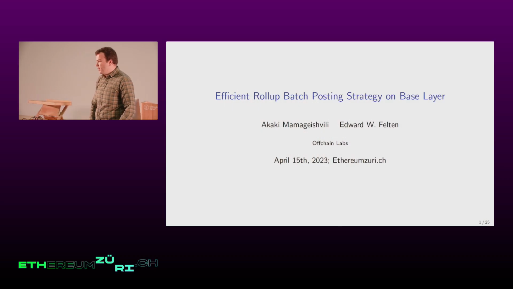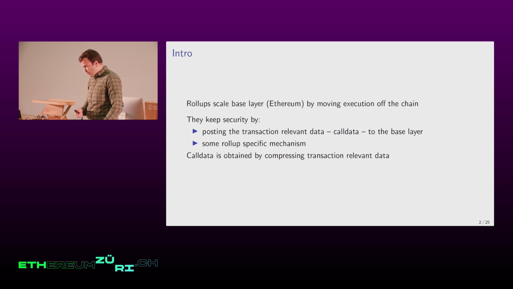This is a joint project together with Edward Felton, who is a co-founder and chief scientist at Off-Chain Labs. I joined them last year as a research scientist. If you are not familiar with Off-Chain Labs, this is a company that built the Arbitrum Rollup chain and contributes to its development at the moment.